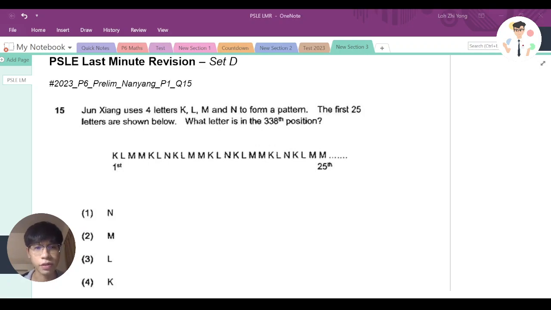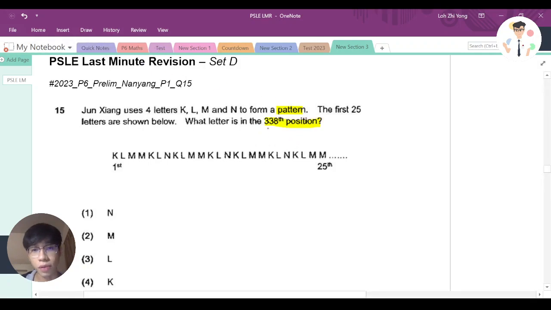Let's look at our first question here from Nanyang Paper 1, question number 15. It says that Junxiang uses 4 letters A, L, M, and N to form a pattern. So from here, you know that this is actually a pattern question. The first 25 letters are shown below, and what letter is in the 338th position?